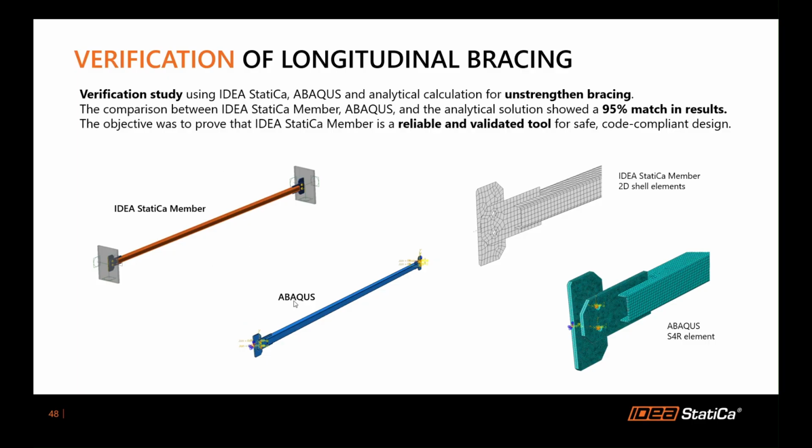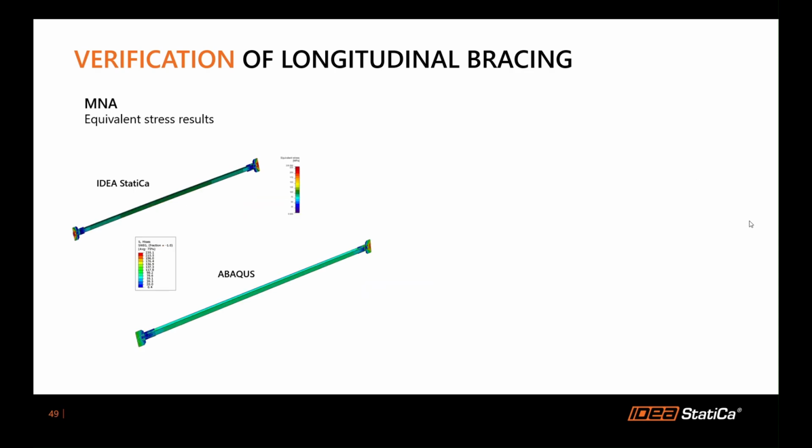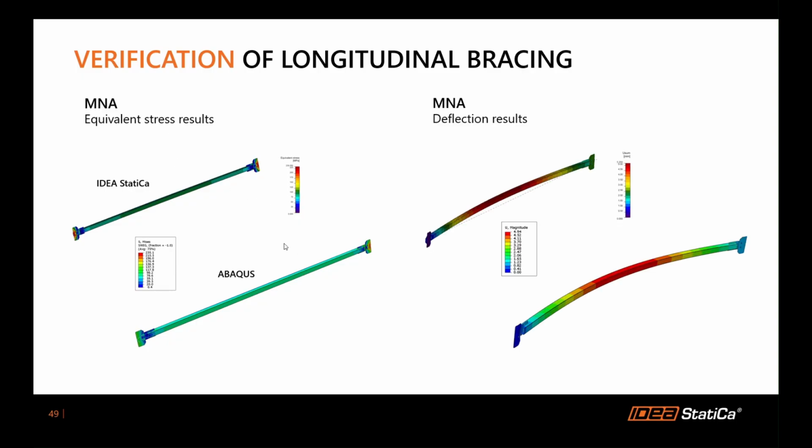Now here below you see the member. We have already seen it in the member application, but now we modeled it in Abaqus in the same way, trying to mimic the same geometry and contacts and bolts and everything. Also using shell elements, as you see here. It looks 3D, but it's a shell element with a thickness. Performing the same procedure, so the MNA equivalent stress results. Now we see quite similar results here, also for the deflections. So it's around 5 millimeter deflection in both cases.